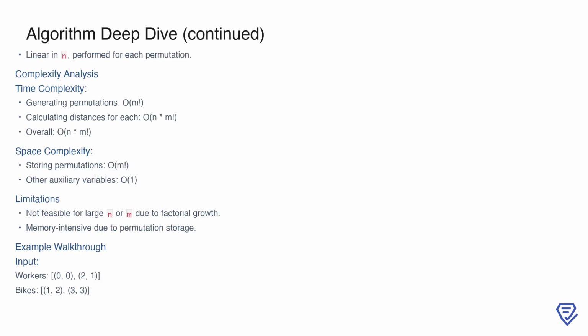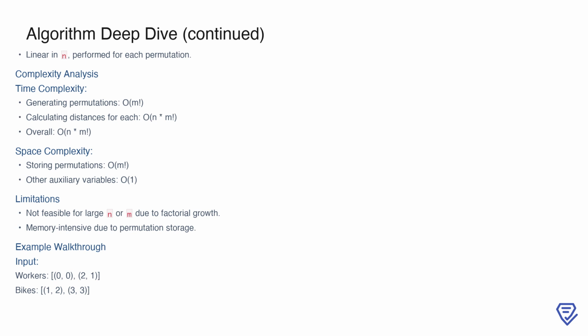The complexity of the brute force approach highlights its limitations. Generating all permutations requires O(m!) time, where m is the number of bikes. For each permutation, we calculate the total distance, which involves iterating through n workers. This results in an overall time complexity of O(n*m!).